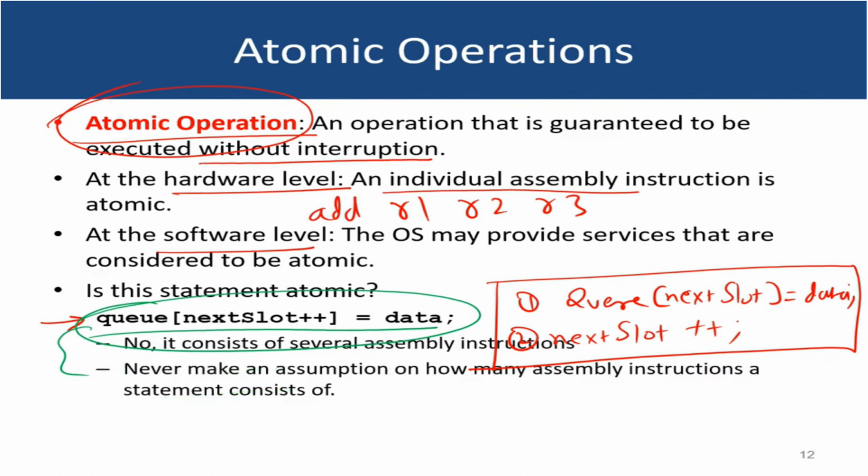In general, when you're writing C++ programs and you would like a certain operation to be atomic, never make an assumption about how many assembly instructions this particular C++ statement would be broken down into when it is compiled and translated. If you are expecting a certain operation to be atomic, then you should use the appropriate operating system primitives to enforce this atomicity.